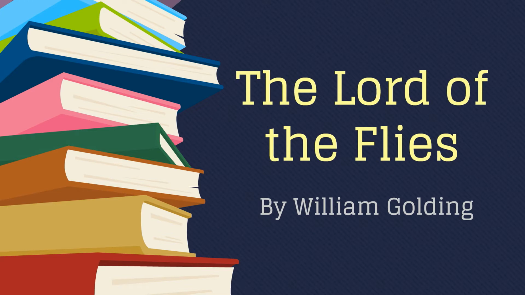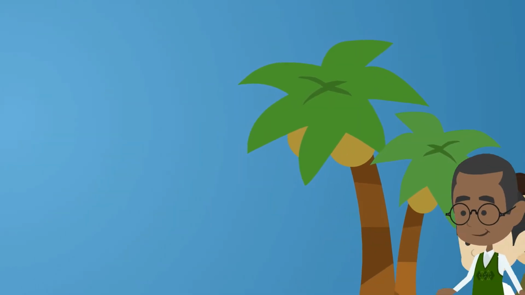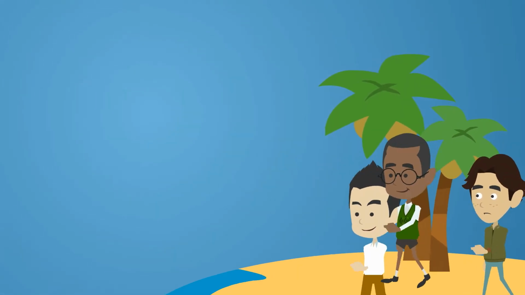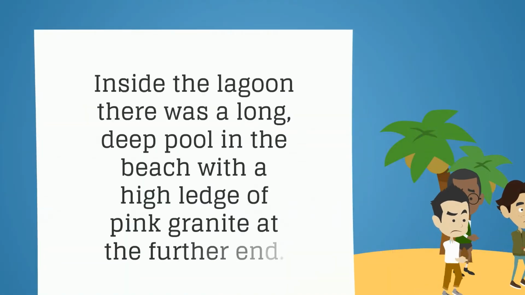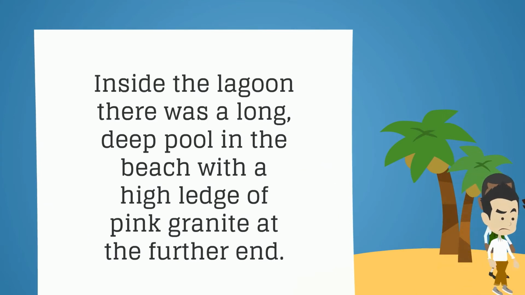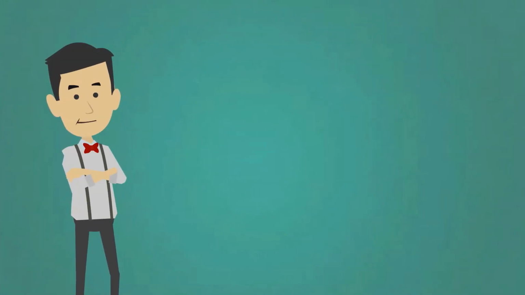All you need to know is that at the beginning of the book, a group of children find themselves stranded on an exotic and uninhabited island. Now here's our example. Whilst they're exploring the rocky coastline, they find a lagoon, a pool of water sheltered from the sea by a coral reef. "Inside the lagoon, there was a long, deep pool in the beach, with a high ledge of pink granite at the further end." This is the sort of descriptive passage that students often get asked to explore.